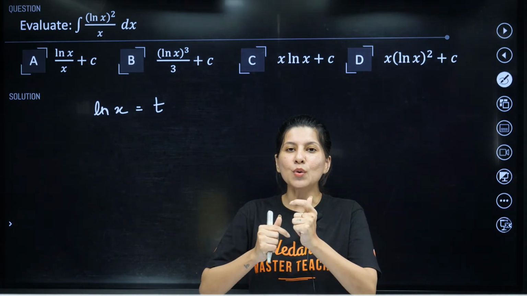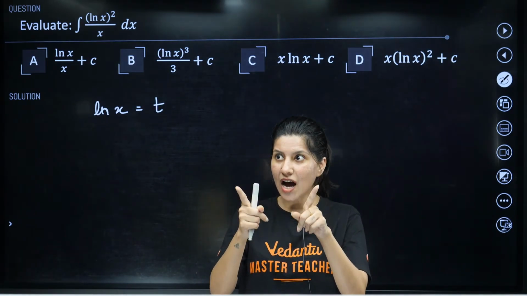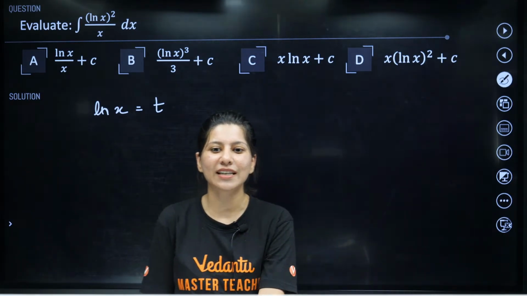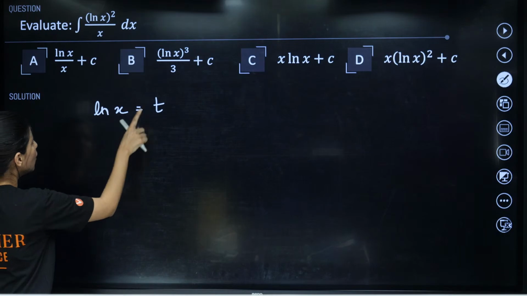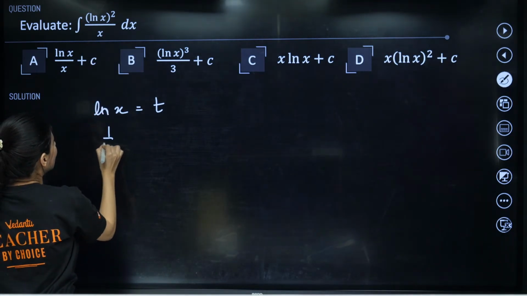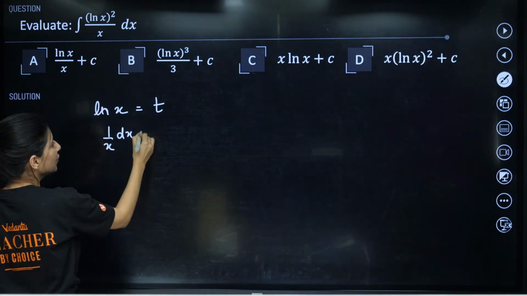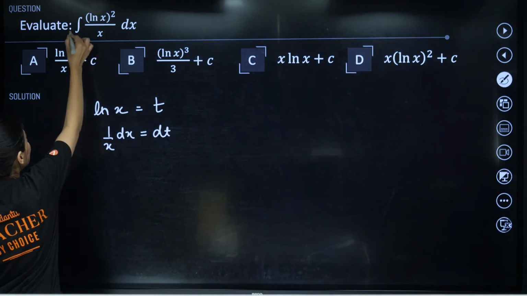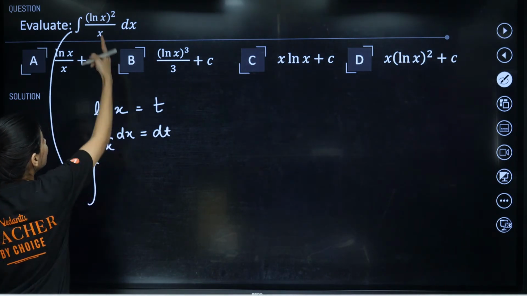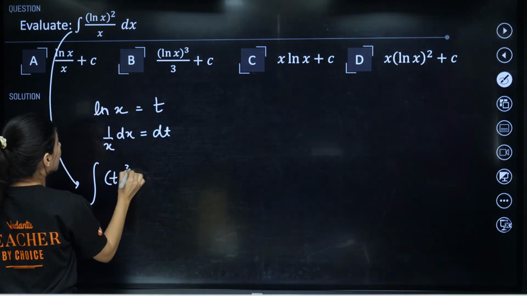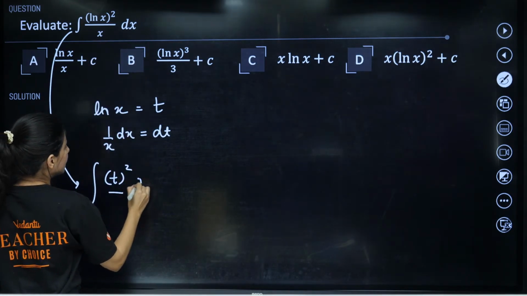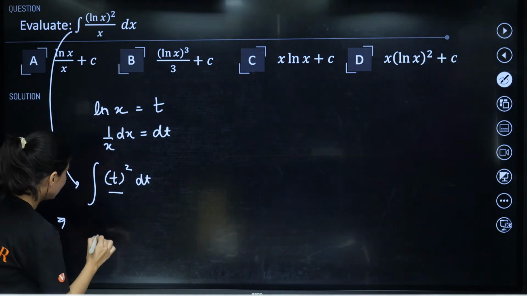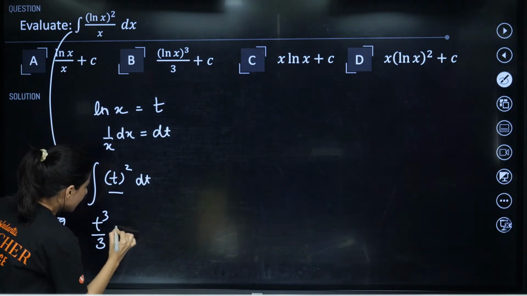A few questions later, you will be able to see that this should be put as t so that the rest of the thing is dt. Log x equals t. Now differentiating both sides, 1 upon x dx equals dt. So the integral of t square, with 1 upon x dx becoming dt, is t cube by 3 plus constant.